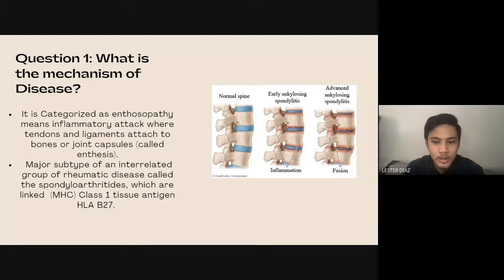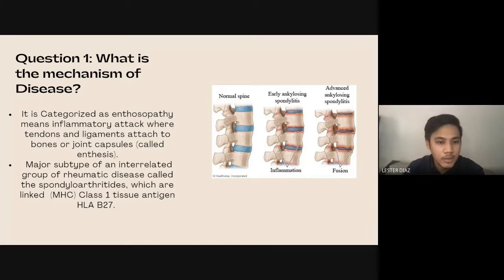The disease is a major subtype of an interrelated group of rheumatic diseases called the spondyloarthritides, which are linked by the major histocompatibility complex class 1 tissue antigen HLA-B27, a human leukocyte gene that the patient seems to have. For persons who have a close relative with ankylosing spondylitis, such as a parent or a sibling, the risk of developing ankylosing spondylitis is increased. This again could be due to the presence of the HLA-B27 gene.